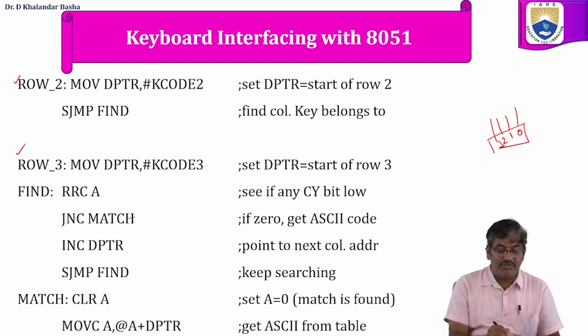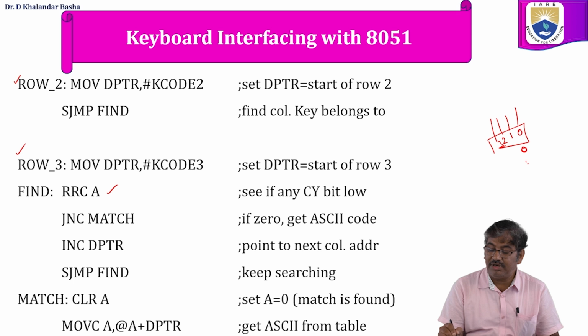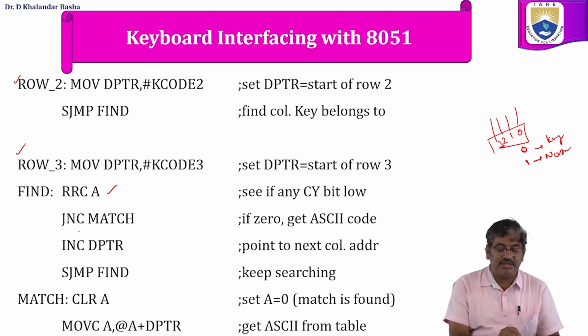So for that purpose, we are going to rotate the accumulator contents towards the right side. JNC, that means after rotating towards right, we check the carry flag, whether it is 0 or 1. When any key is pressed, what is the value you are going to get? 0. If any bit is equivalent to 1, it indicates no switch. If 0, it indicates yes, the key is pressed. So we will check JNC. If carry is equivalent to 1, match. Otherwise, go for the next finding out.